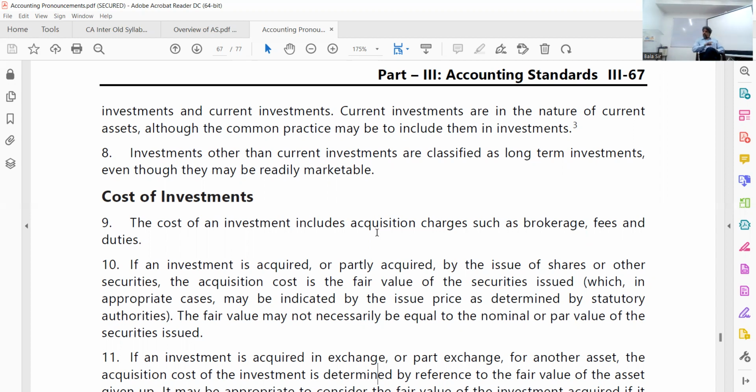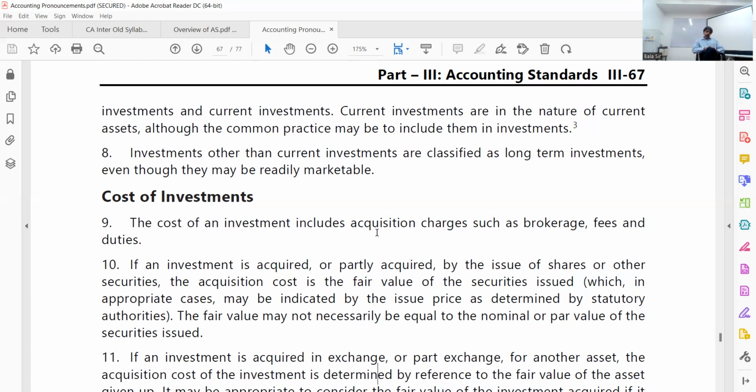We call para 9 technically a measurement on initial recognition. Now when you want to recognize the investment in your books, at what amount do you want to measure those investments? At cost. Cost includes what? Definitely the purchase price you pay for the investment, and all the acquisition charges, right? So let's go ahead and read what is given in para 9.